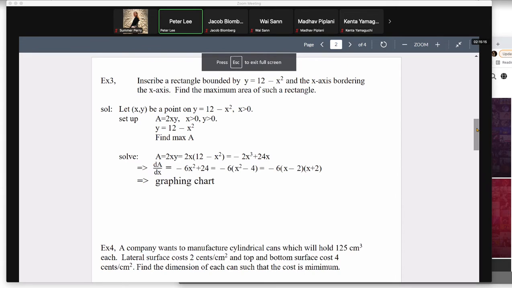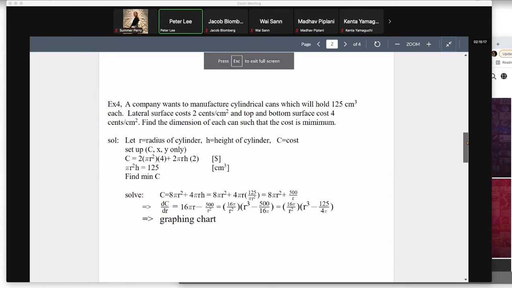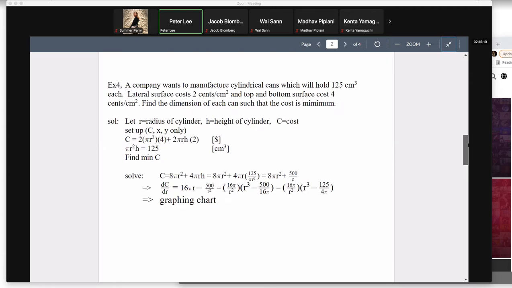Okay, so now I'm going to come back, let's go to example 4. Now, example 4, the problems are getting a little more interesting. Again, the graphs are a little more interesting.